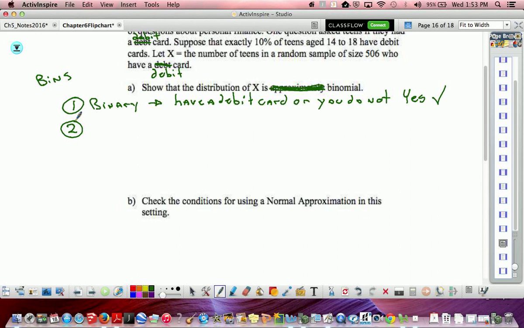All right, B, independent. Now this is where what we were talking about on the previous page comes into play. Are we sampling here without replacement? Meaning, are we selecting a person and not putting them back in to be selected again? When you're selected, can you participate in the survey twice? No. So we're actually sampling without replacement.